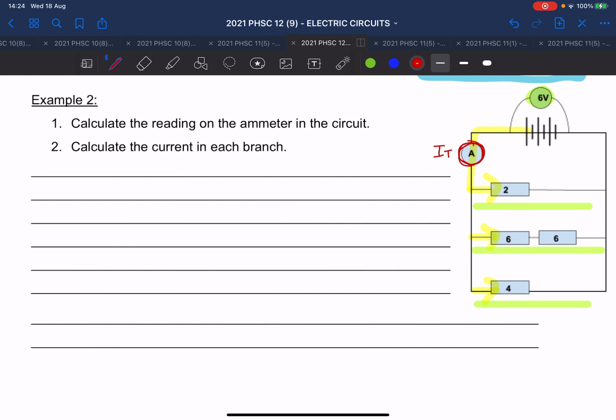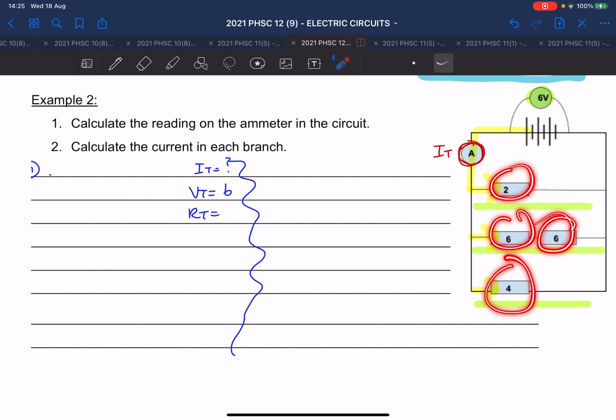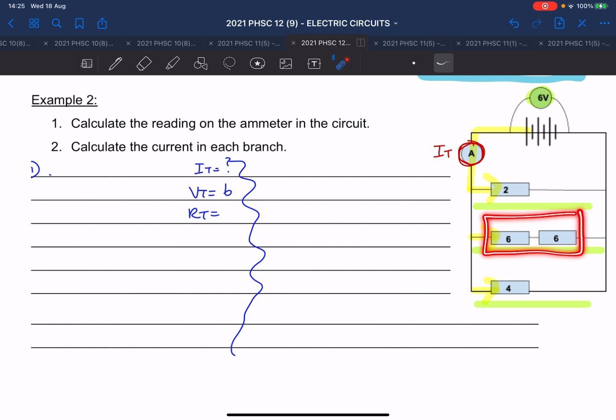Now they ask us, I'm going to just divide my page into 2, calculate the reading on the ammeter in the circuit. Now the ammeter measures the total current. So for that I need the total volts and I need the total resistance. The total volts is given, that is 6 volts. The total resistance, can I just say 2 plus 6 plus 6 plus 4? No, because it's in parallel. But because the 6 and the 6 are together in series, it is like one long resistor. So you can add them together to give you 12 ohm. So that branch is like a 12 ohm resistor.